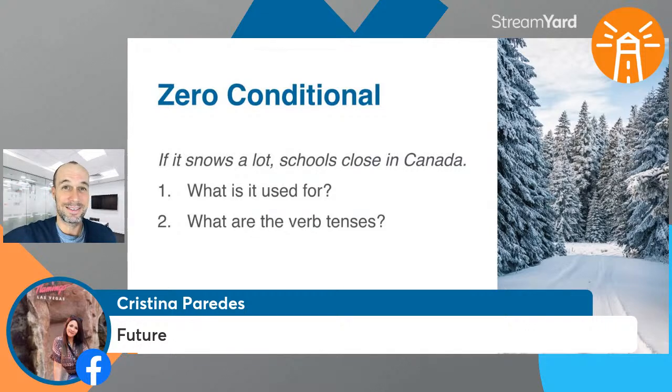It is the future, but it's also the present, right? And it's also kind of the past because last year it was the same thing. If it snowed a lot last year, schools were closed. If it happens now, it's also true. If it happens in the future, it's also true.